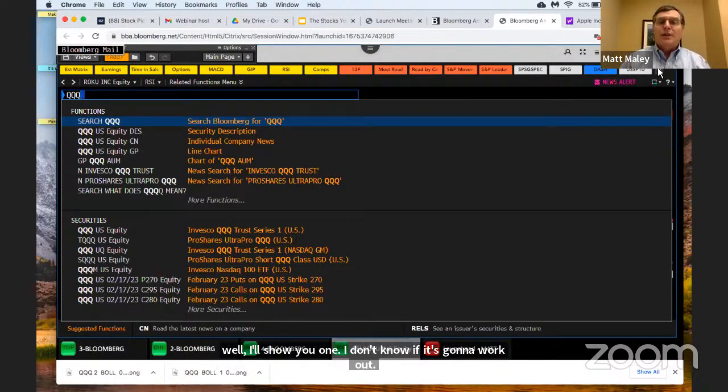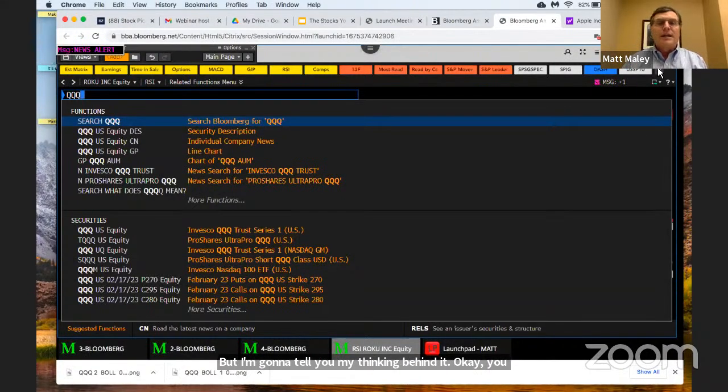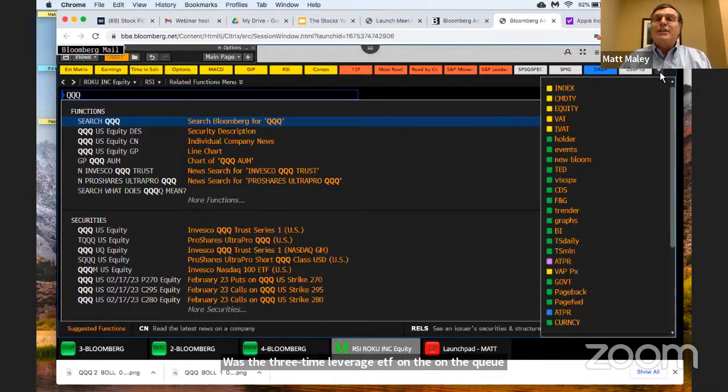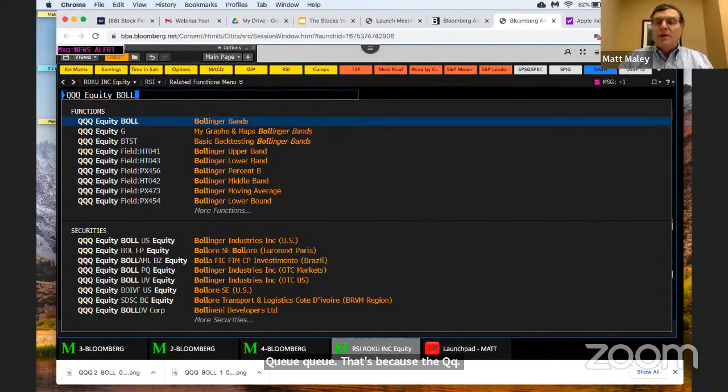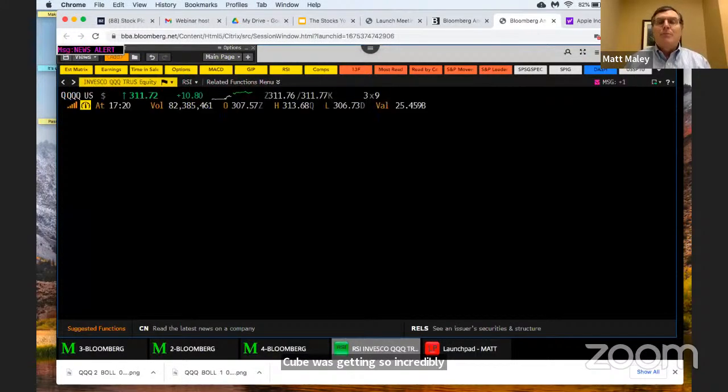The QQQ, again, the ETF for the NASDAQ 100, has had an unbelievable move. And so I'm worried. It just seems parabolic. I was worried yesterday, I thought it was crazy yesterday. But in the middle of the day today, we bought some TQQQ puts. Again, the TQQQ is the 3-times leverage ETF on the QQQ. The reason I bought the puts on the TQQQ was because the QQQ was getting so incredibly overbought on its Bollinger Bands chart.